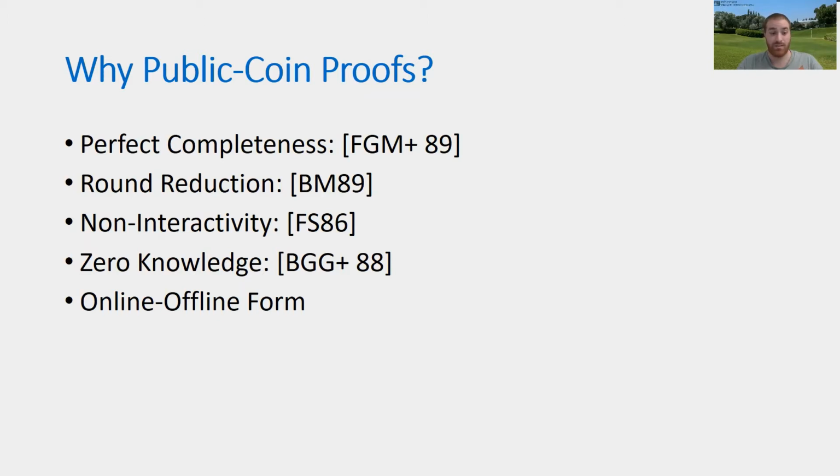They also have a nice online-offline form in which while interacting with the prover, the verifier doesn't have to do any computation. It just needs to be able to generate randomness. And only afterwards, on an offline phase, when it doesn't talk to the prover, it can make its decision whether the claim was correct or not.